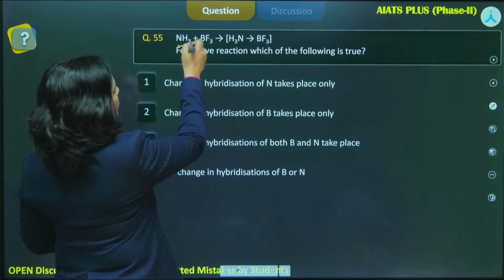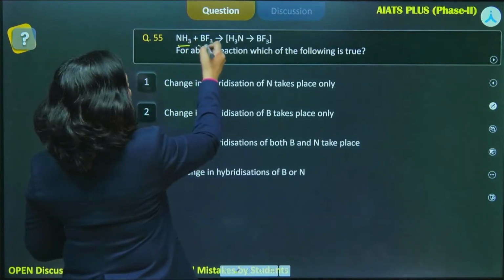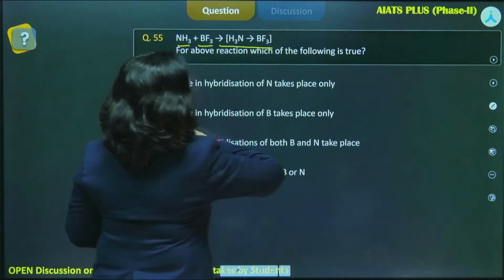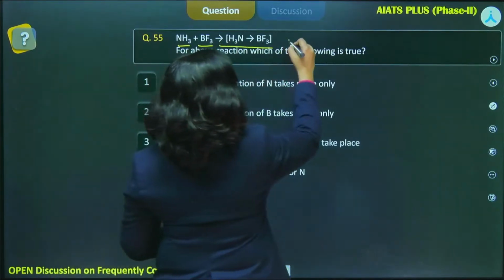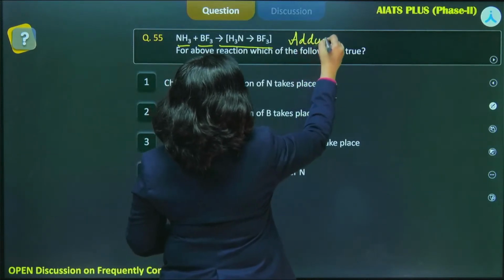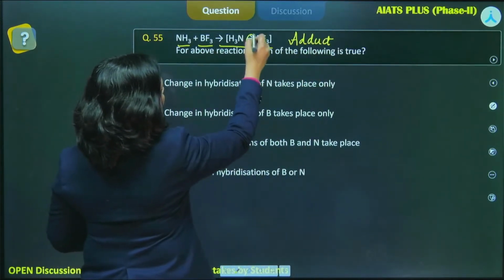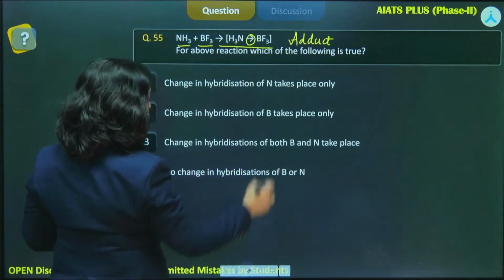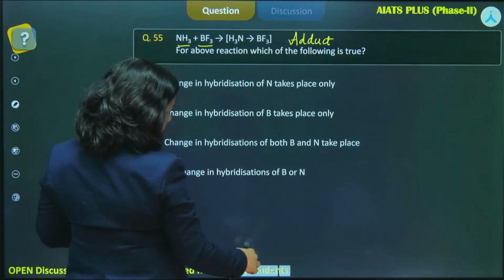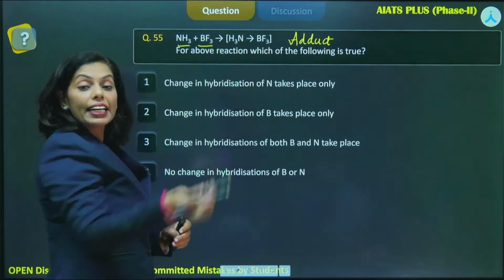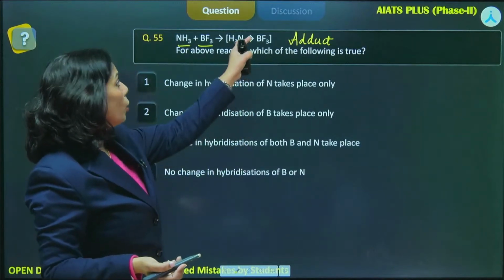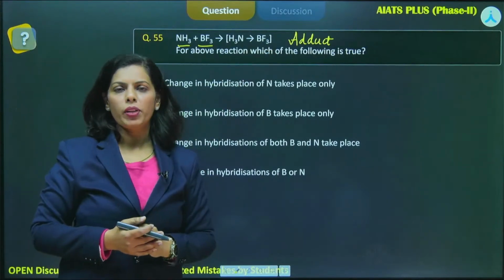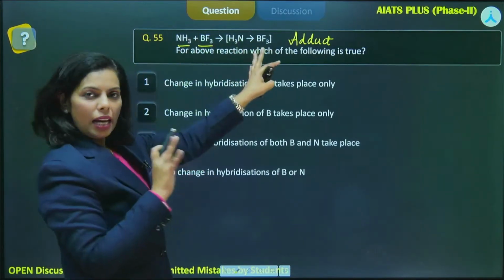So ammonia combining with BF3, boron trifluoride, and there is the formation of this compound. This is an adduct which is formed here. See this type of bond, what is this? This is a coordinate bond, right? So what is this actually representing? It is representing that there is a one-sided sharing of the lone pair of electrons from nitrogen to the vacant orbital of boron. Now let's understand this. I'll be telling you, don't worry.